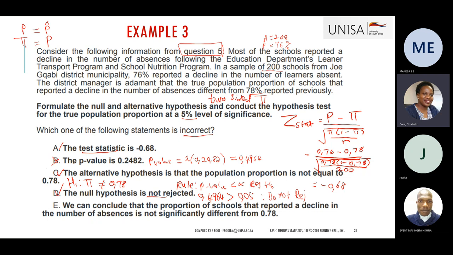That is correct. We can conclude that the proportion that reported the decline in the number of absences is not significantly different from 0.78, because it's not different. If we reject the null hypothesis, where our null hypothesis would have stated that the proportion is equal to 0.78, we would have rejected that it is equal. And that is our conclusion for today.